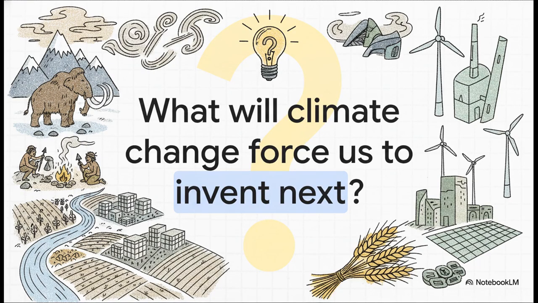Which really brings us to this final thought. We just looked back at millions of years of cause and effect. Freezing temperatures forced tool innovation, warming periods sparked the agricultural revolution, and surplus food built our earliest grid cities. So it leaves us with a pretty profound question. If all of that is true, what will our current rapidly changing climate force human society to invent next?